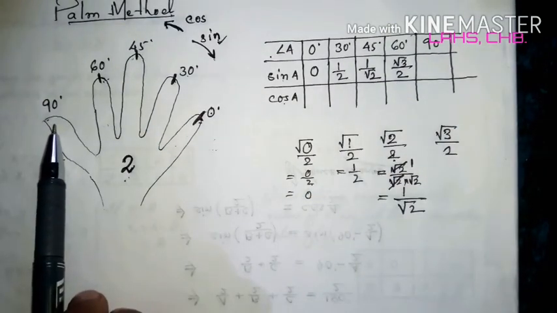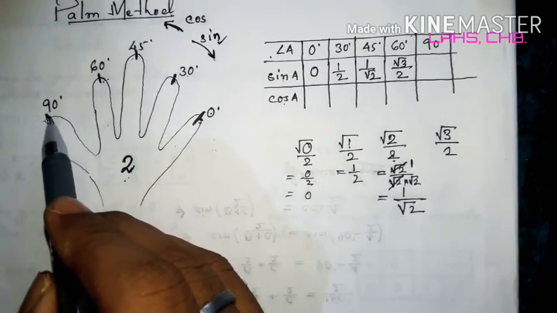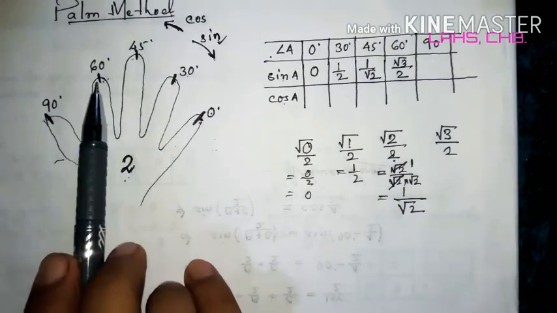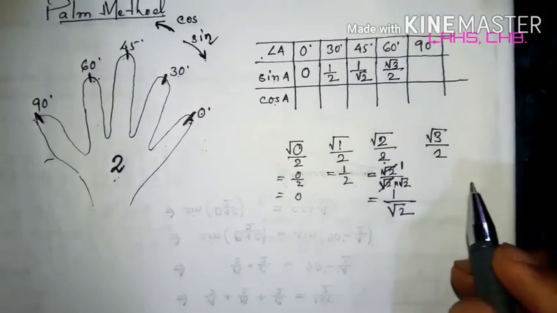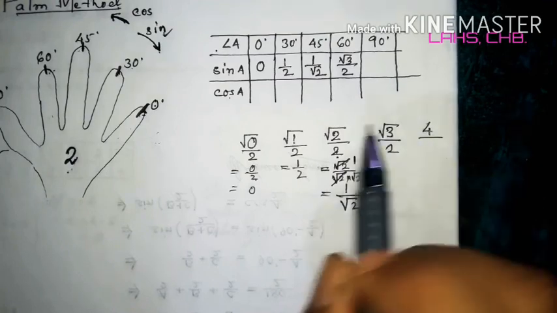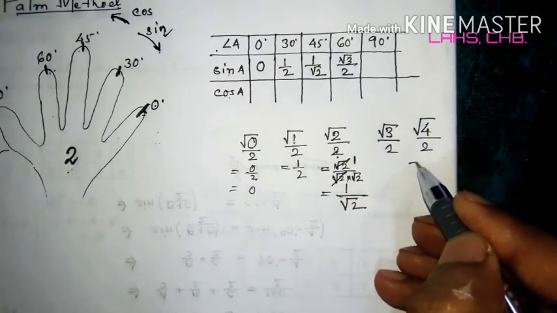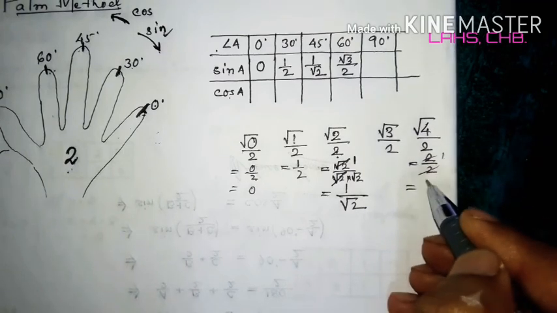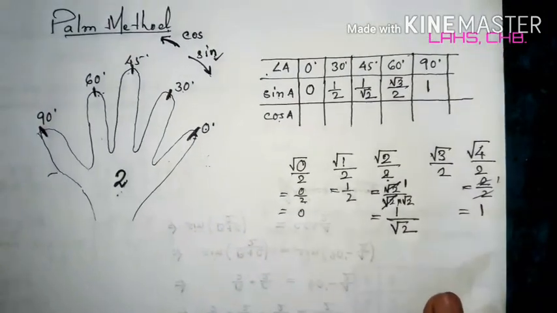Now come to sine 90 degree. Sine 90 degree. 90 is here at this finger, the thumb. Then how many fingers are here? Count in this direction. 1, 2, 3, 4 fingers are here. So write 4 here. Divided by how much? This 2. Then put a square root. A square root of 4 is 2. 2 by 2, you can cancel, 2 by 2, we got 1. See, it is very simple.